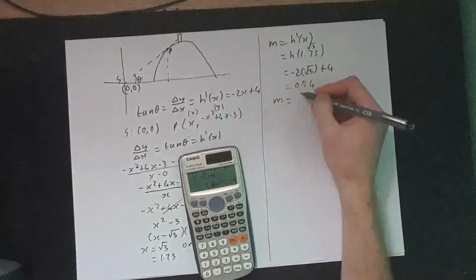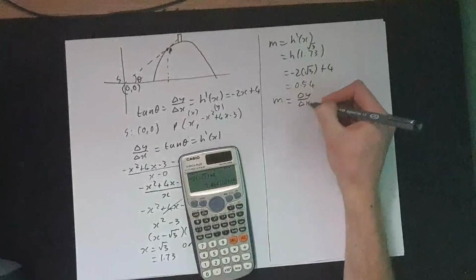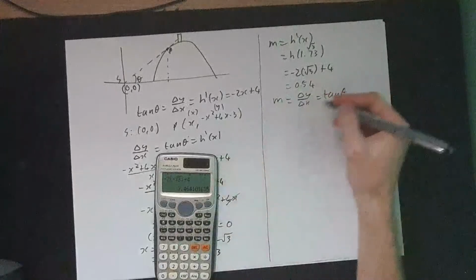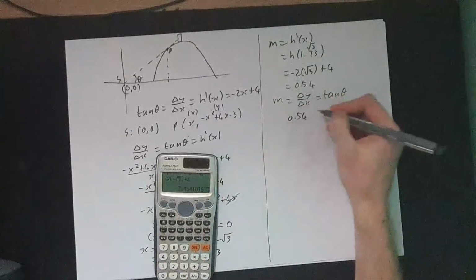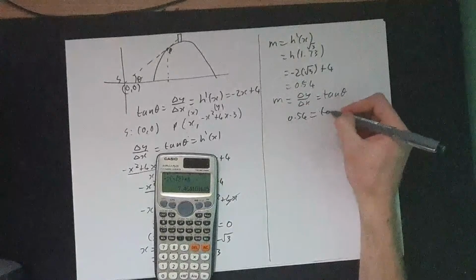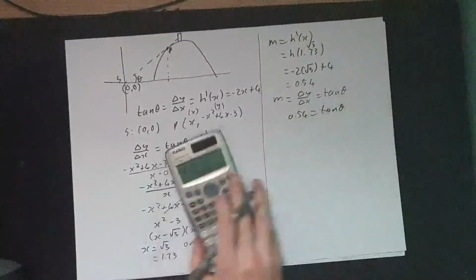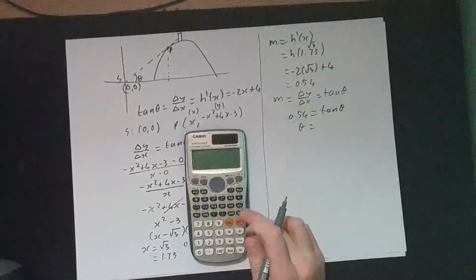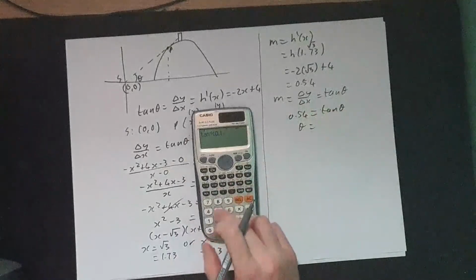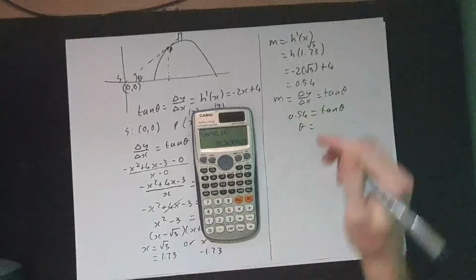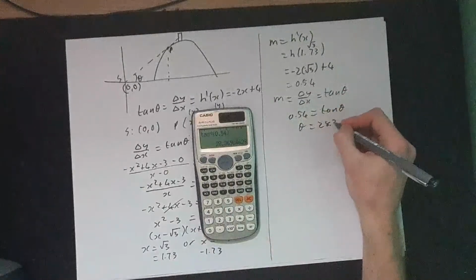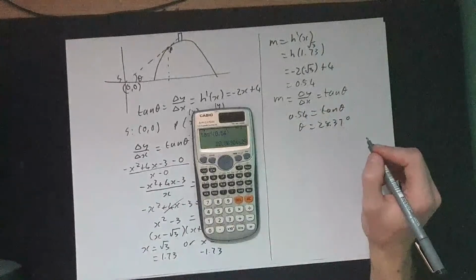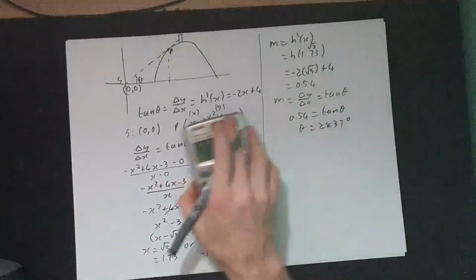So m equals delta y over delta x, which equals tan of theta. Okay, now we can solve for theta because we have 0.54 equals tan theta. So therefore, if we find theta, we are then going to have shift tan 0.54, which gives you an answer of 28.37 degrees. Okay, so quite a nice question here.